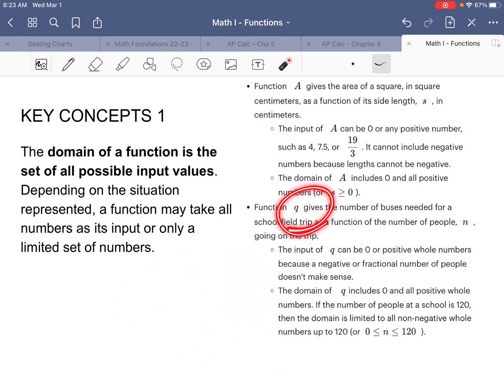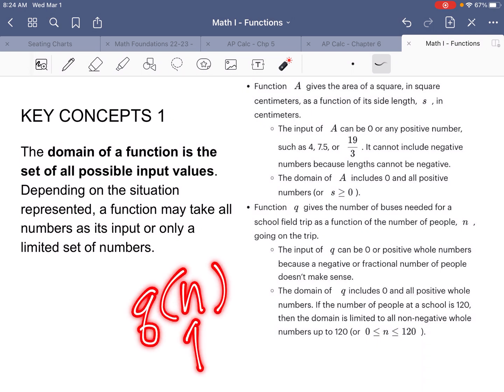Function Q gives the number of buses needed for a school field trip as a function of the number of people, n, going on the trip. Well, let's think about this. Can you have negative people? They're just unpleasant. But can you have a negative number of people? Well, no. So we have Q as a function of n. Our input for our number of people cannot be negative.